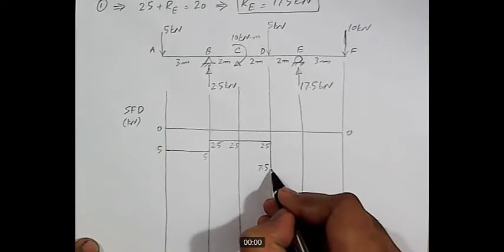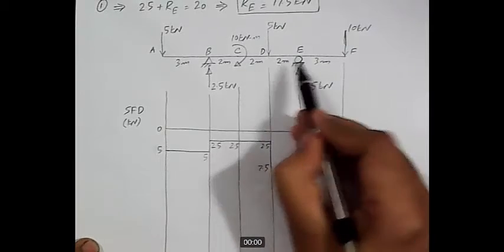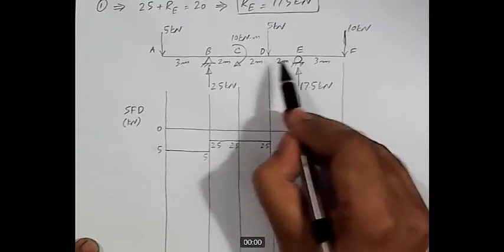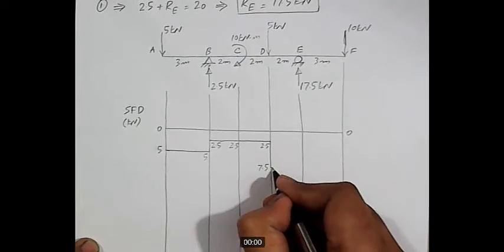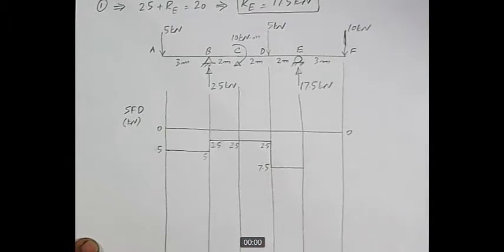And then from point D to point E, is there any externally applied load? No, there is no applied load. So in this region, the value of shear force will remain constant at -7.5.